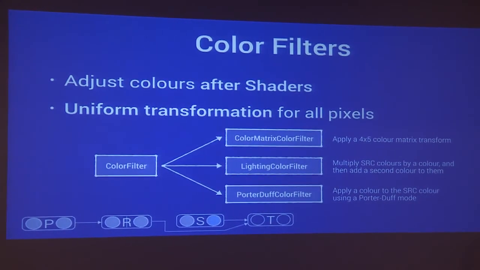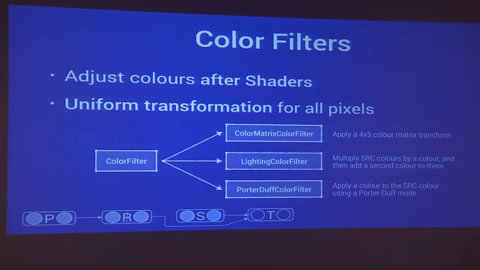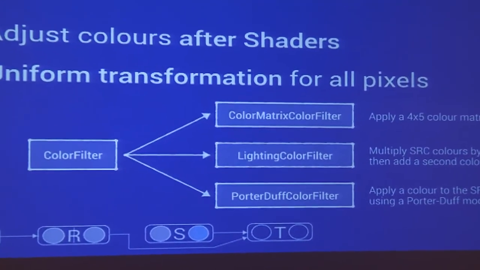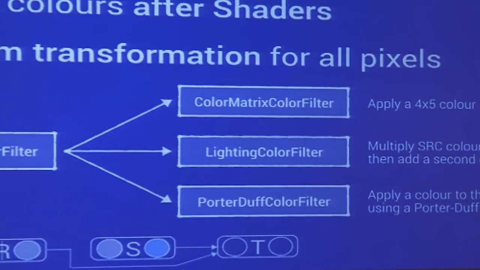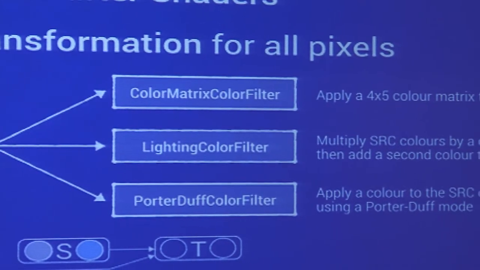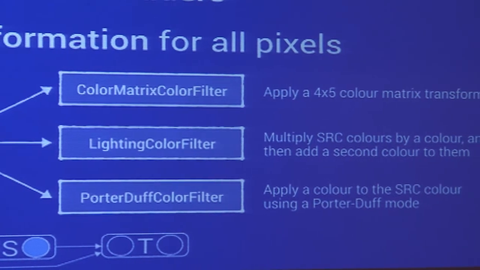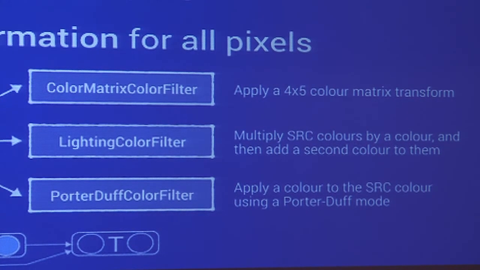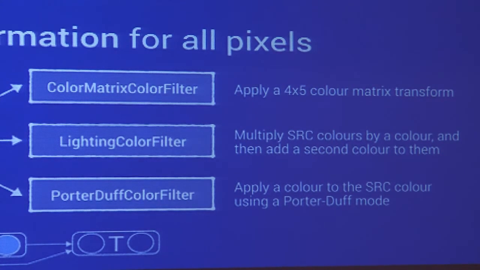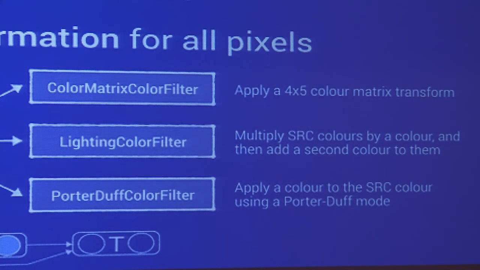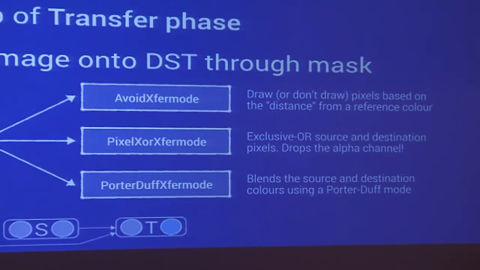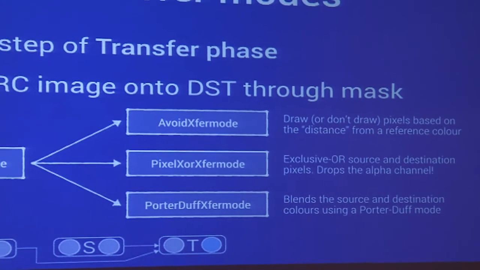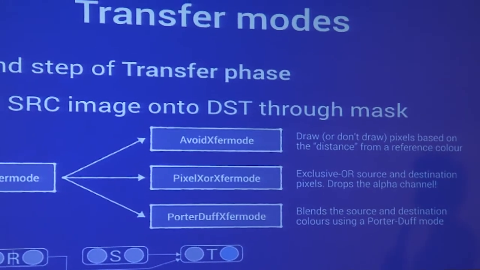The second one is, I have no idea why you would ever want to use it, but there must be a reason for it. And the third one is the Porter Duff color filter, which basically applies a color to the source using a Porter Duff mode. I'm not going to go into Porter Duff modes because it would take me an hour, so just look them up on the internet. Last thing is transfer modes. So we have moved into the last phase of the Skia pipeline.